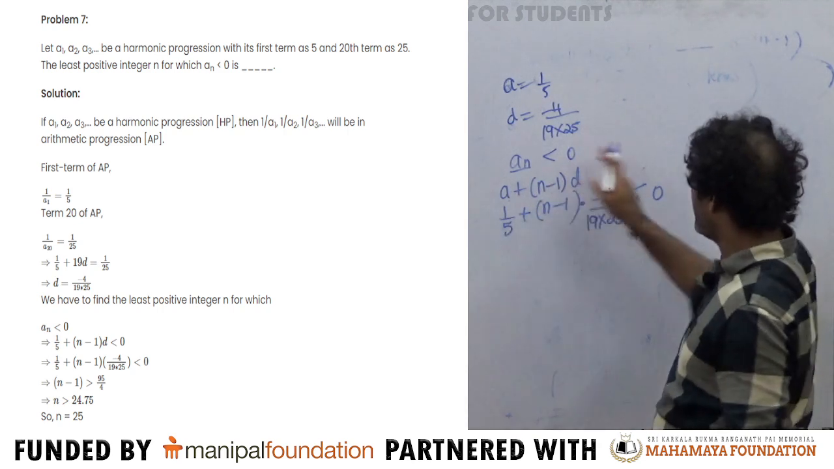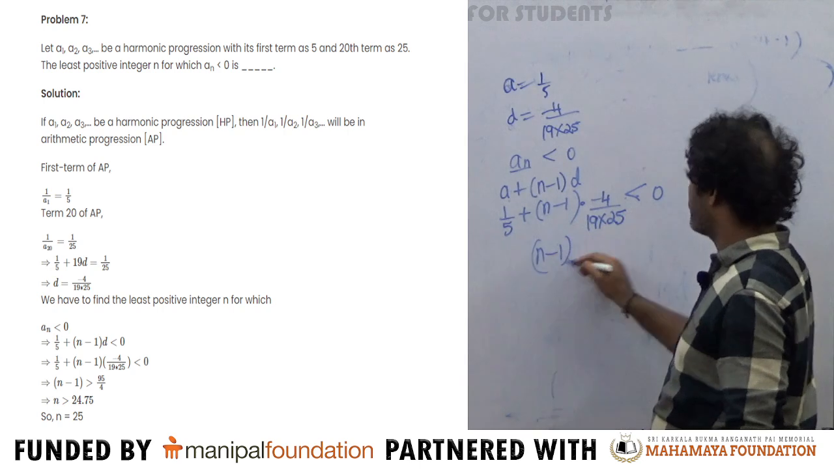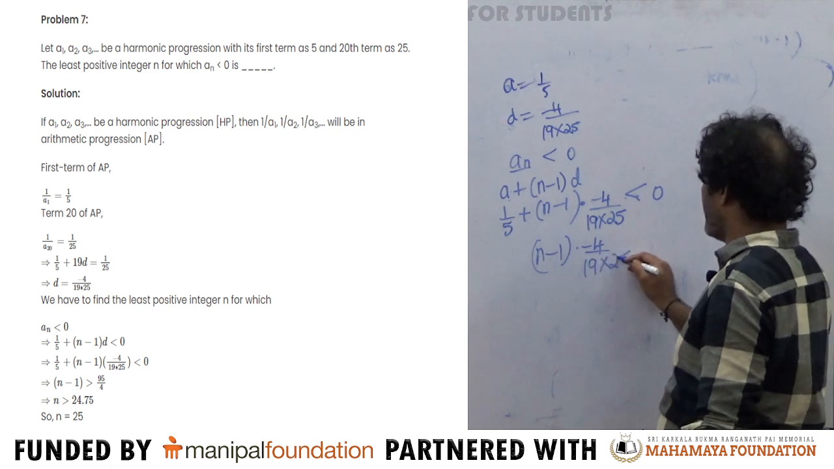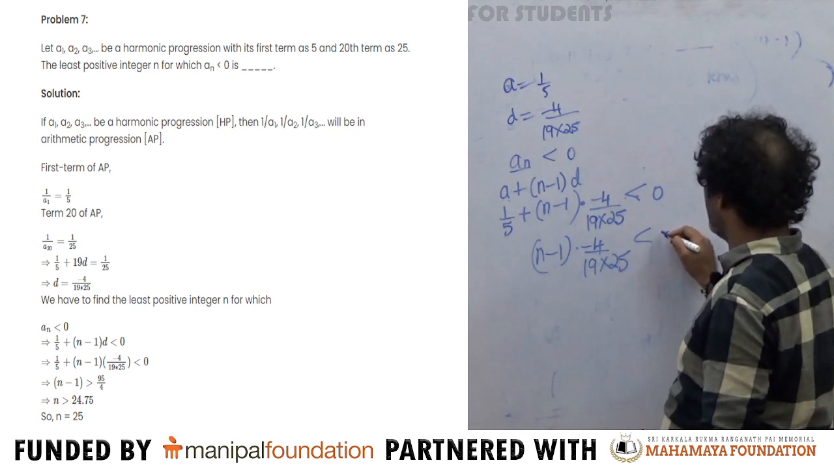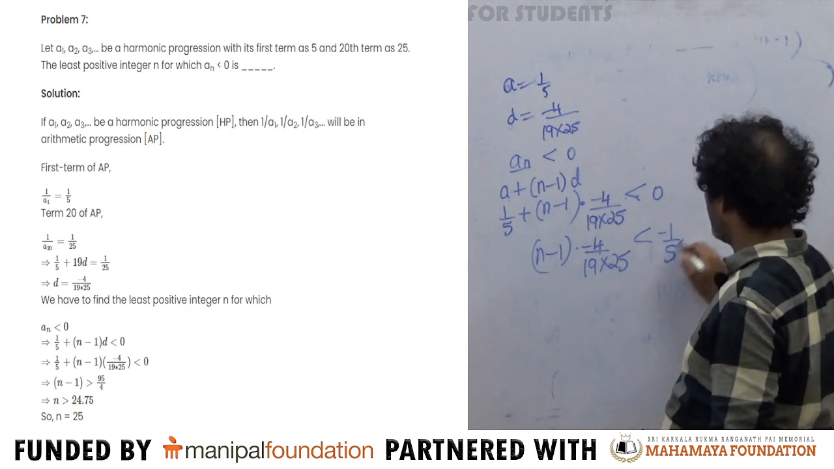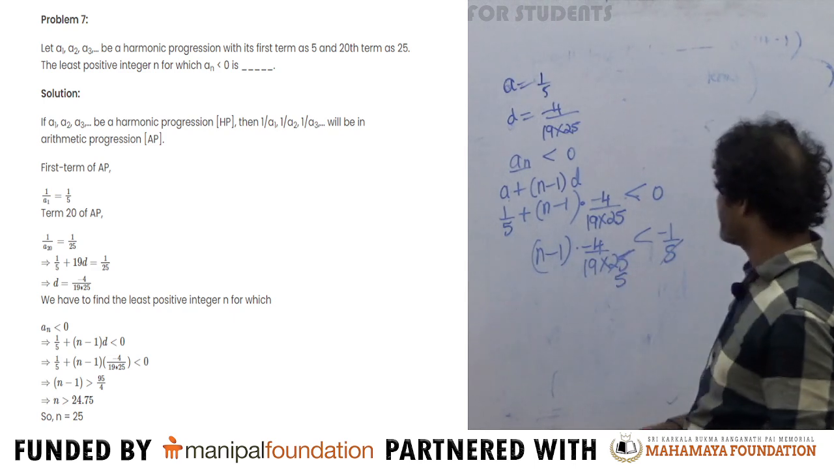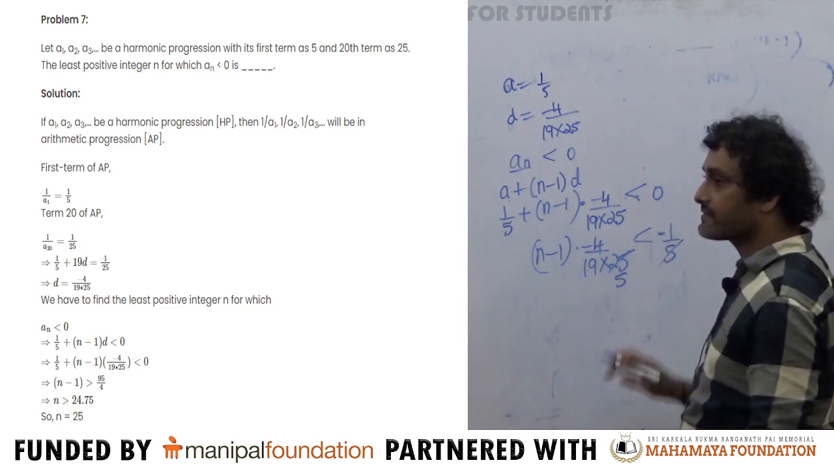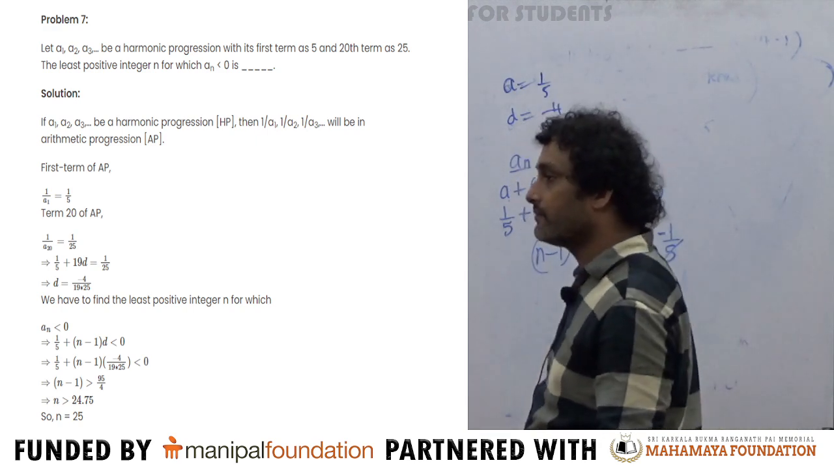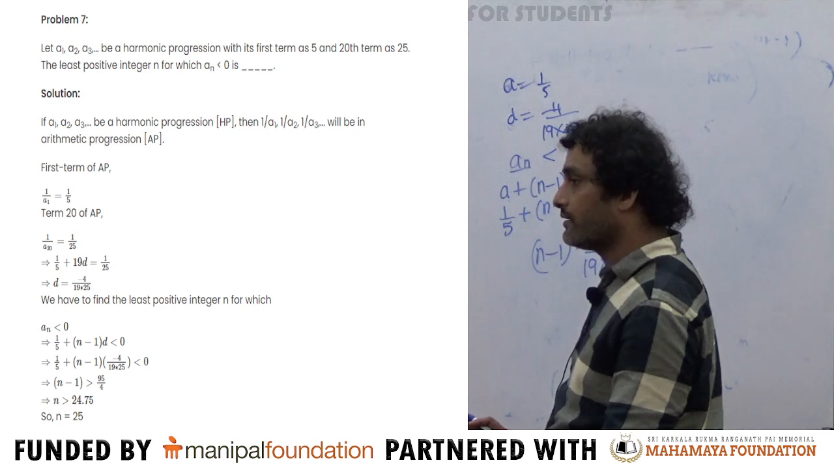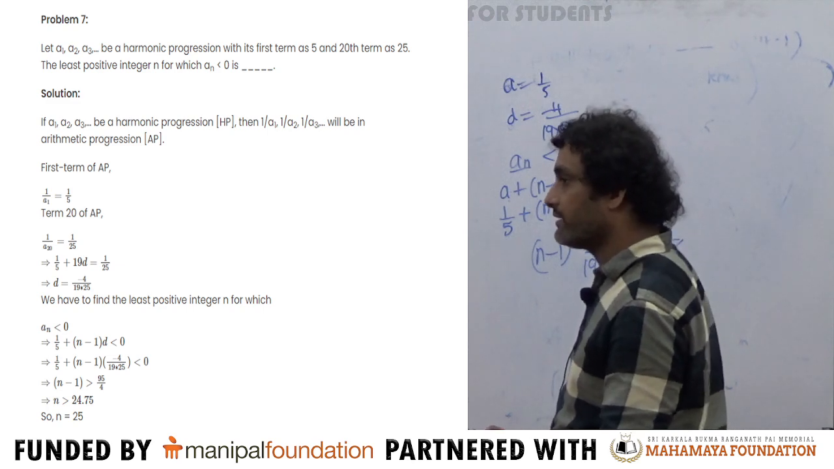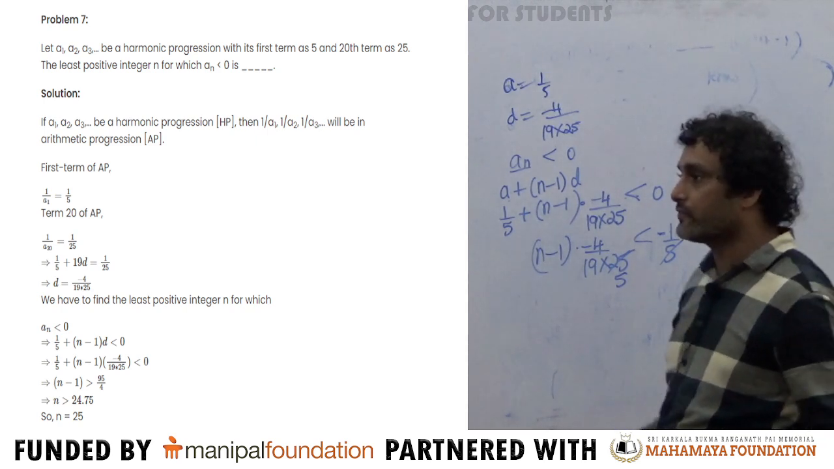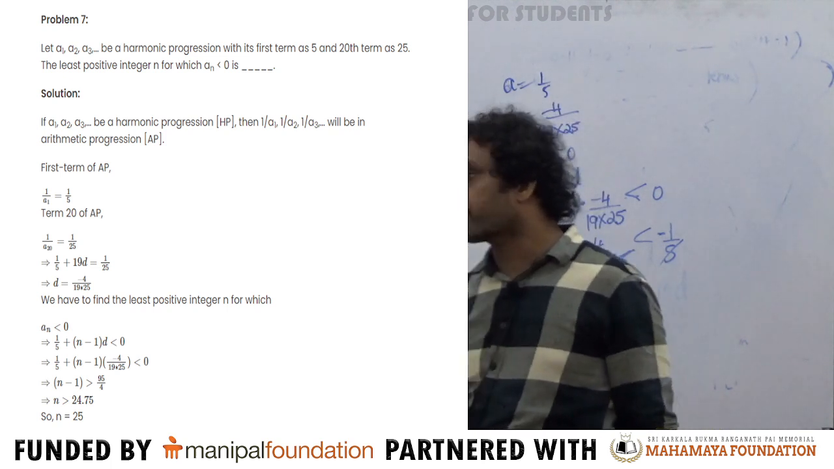Correct, right? So I'll take this here. (n minus 1) into minus 4 by 19 into 25 is less than minus 1 by 5. This I can cut here, 5 times. Correct? Are you getting this? Yeah, we are very well aware of it, right? So what we'll do is, was there a minus 4 or just 4? There was a minus, right?